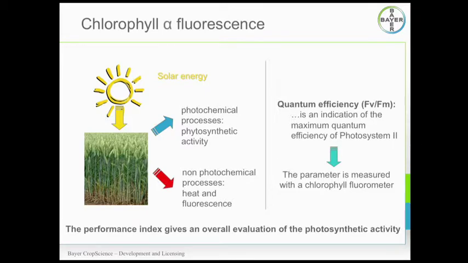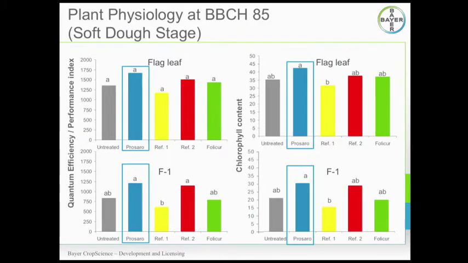So what we have on this slide is now at soft dough stage in wheat. On the left-hand side, quantum efficiency, or the efficiency of photosystem 2, is now measured as just an index value for the flag leaf and the penultimate leaf, which we know contribute in a significant way to the filling of the head. And we can see that clearly Procero has a very high level of photosynthetic efficiency.